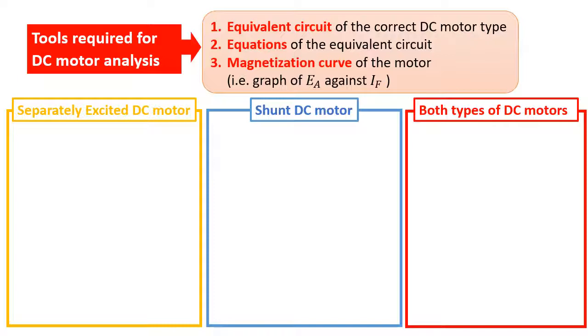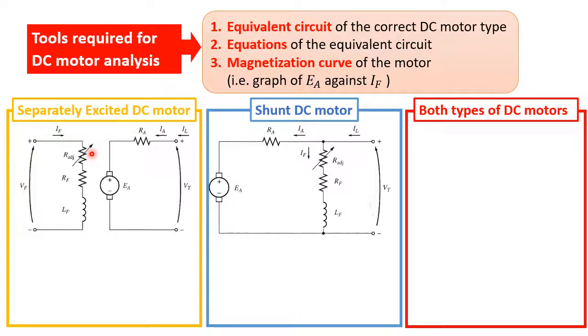So as we have seen before in class, in order to analyze a DC motor question, we need three things. The first is the equivalent circuit of the correct DC motor type. As you can see here, there are two types that we're going to focus on: the separately excited DC motor, which has the circuit on the left, and the shunt DC motor, which is the equivalent circuit shown here in the middle. So we need these two equivalent circuits.